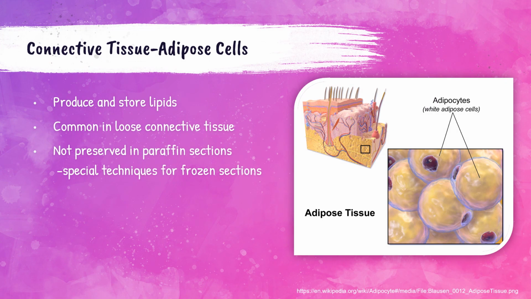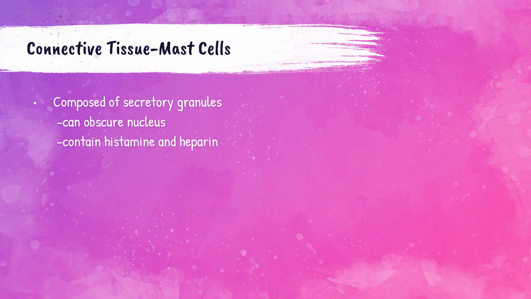Adipose or fat cells are responsible for both producing and storing lipids. So these are commonly found in loose connective tissue. Adipose cells are not preserved in paraffin sections. Now, special techniques can be used to help preserve them in frozen sections, and we'll discuss this later on within this lecture. Mast cells are present in connective tissue and contain secretory granules that contain both histamine and heparin.